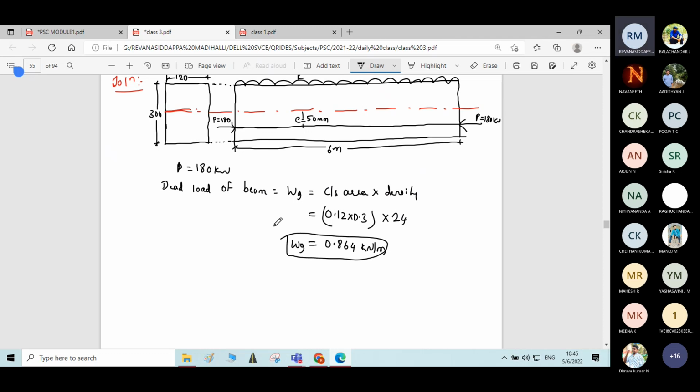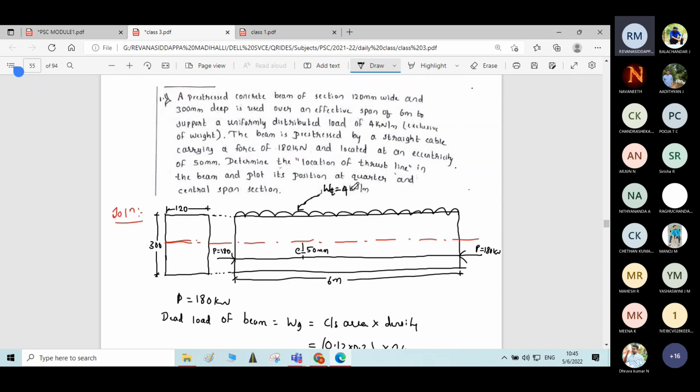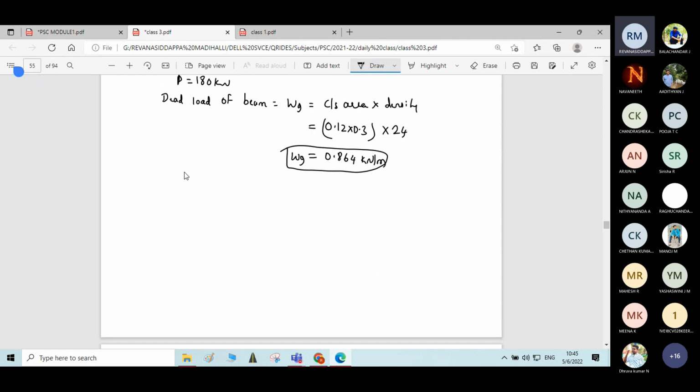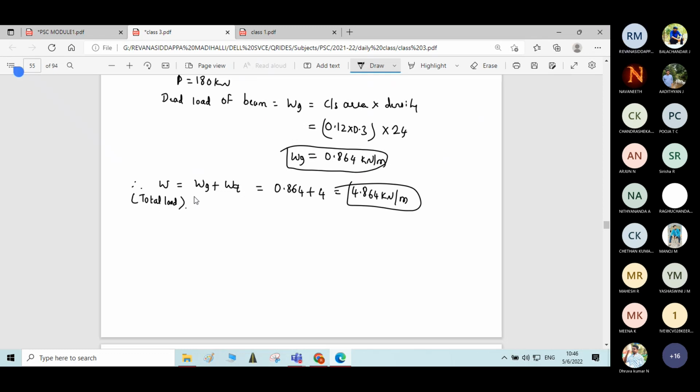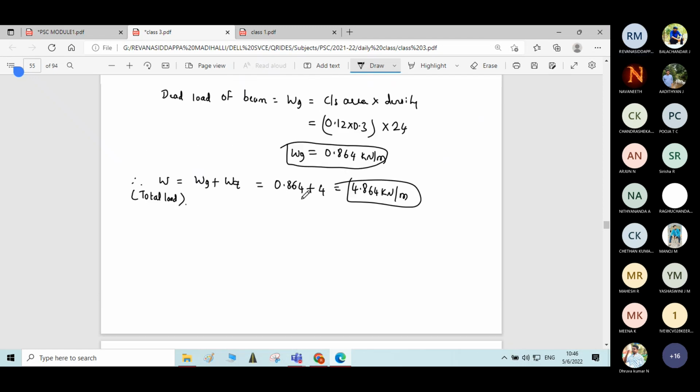Okay, sorry, this is the intensity of the dead load, and intensity of the live load is also given, that is 4 kN per meter. Therefore W, the total load on the beam, is equal to dead load WG plus live load WQ, is equal to 0.864 plus 4, is equal to 4.864 kilonewton per meter. Okay, this is the total load. I'll tell you why I have calculated this total load in the next coming calculation.